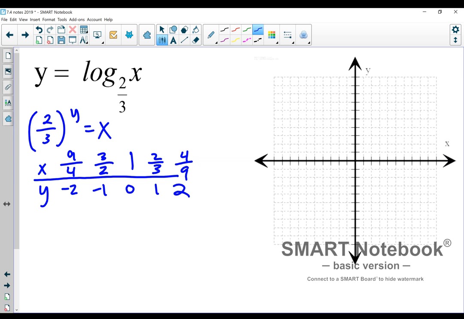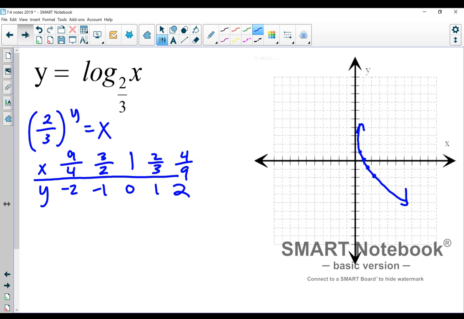So we'll go ahead and graph. Let's see, x is 9/4. That's a little bit more than 2, 2 and 1/4, and then down 2. 1.5, down 1. When x is 1, y is 0. When x is 2/3, y is 1. And then I think I'm just going to stop that right there. So this one's going the other direction from our last one because we have a decay. Our domain and range is still the same though.